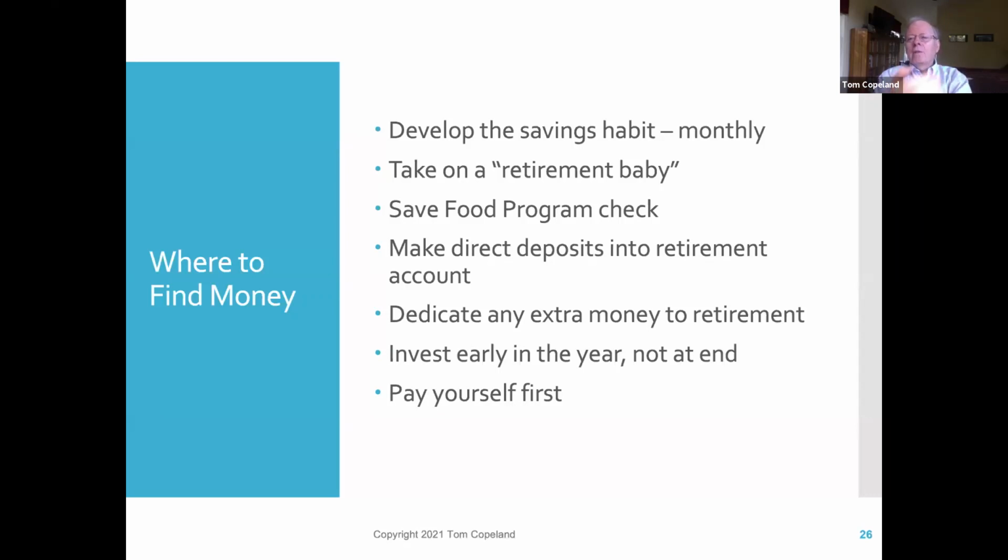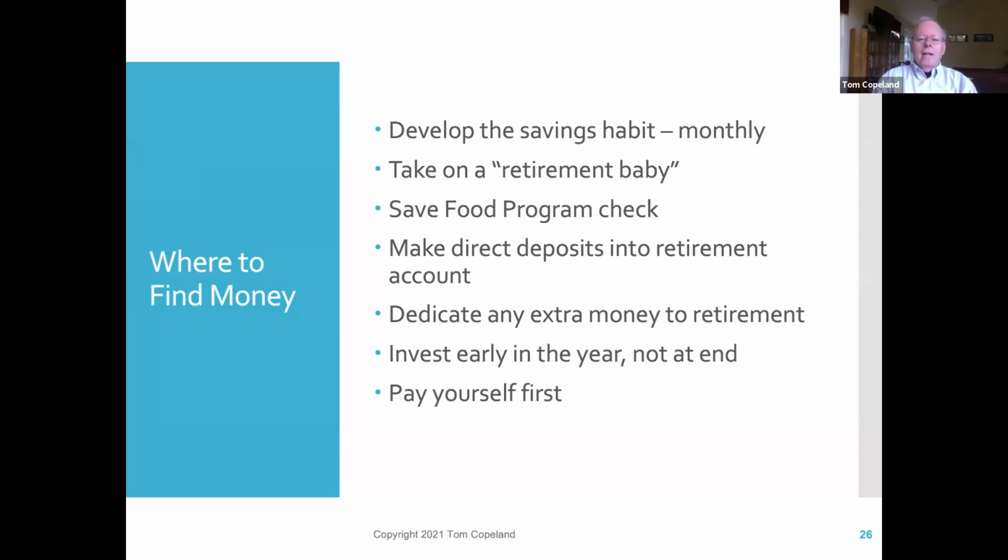Another provider said, I put the food program check into my retirement, or half the food program check into my retirement. Some providers say, I just make direct deposits into my retirement account. In other words, from her bank account, her checking account, it automatically goes into a retirement fund every month so that she doesn't have to remember to put money aside. And it's kind of like paying yourself first, that money goes into savings before anything else.